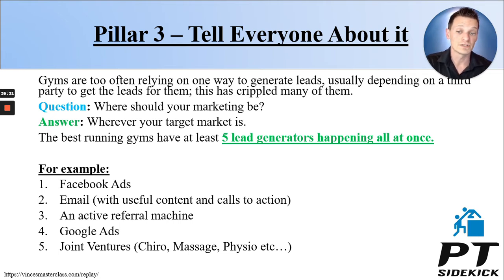So for instance, these 5 are what I currently have running at the moment. Joint ventures is probably one of my strongest ones, and Facebook ads at the moment. But you want to think of having those 5. That way, if 1 or 2 or 3 dry up, at least you have 2 more happening at the same time. You can always swap some out because they take a little bit of time to start building up.